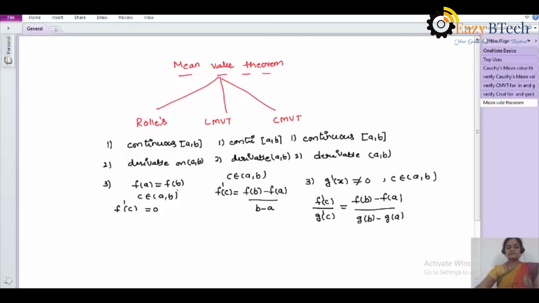Yeah, from this session, the mean value theorems topic is completed. And in the next session, we will discuss one more topic.